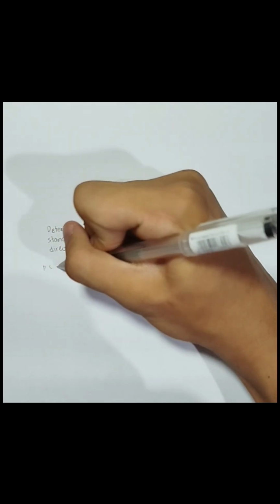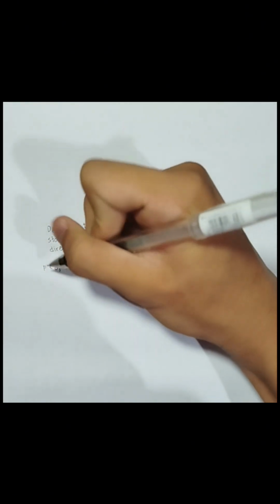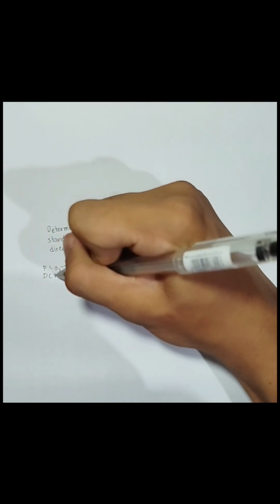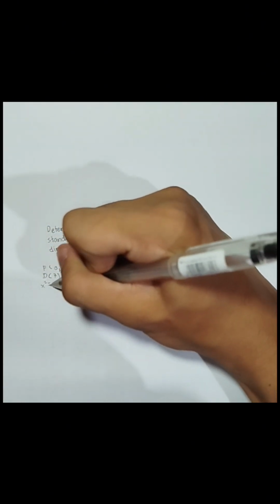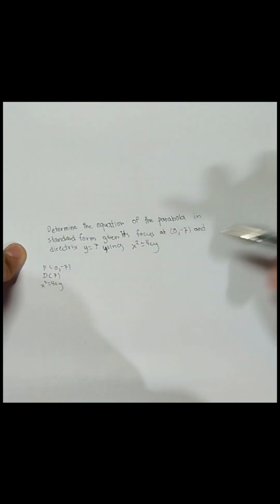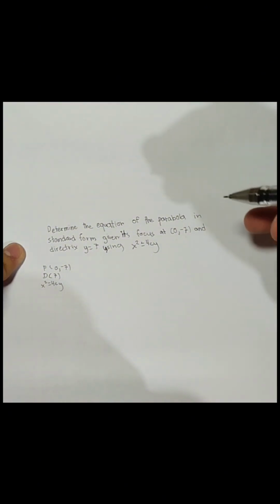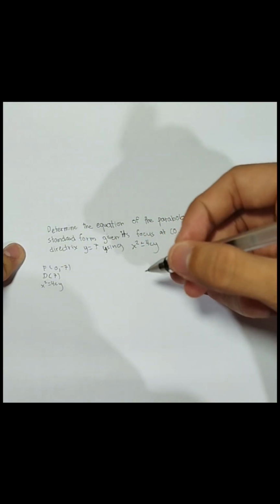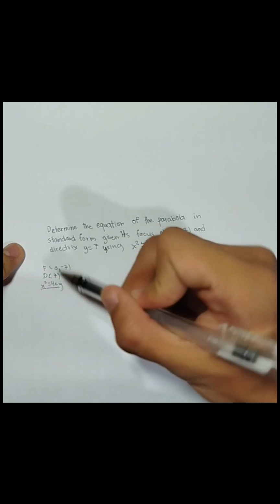First things first, we're going to write down the given, which is our focus at 0, -7, and our directrix at 7, using x squared equals 4cy. Given that it does not state where our vertex is, we will know that it will be at the center of the region. So meaning this will be the equation.